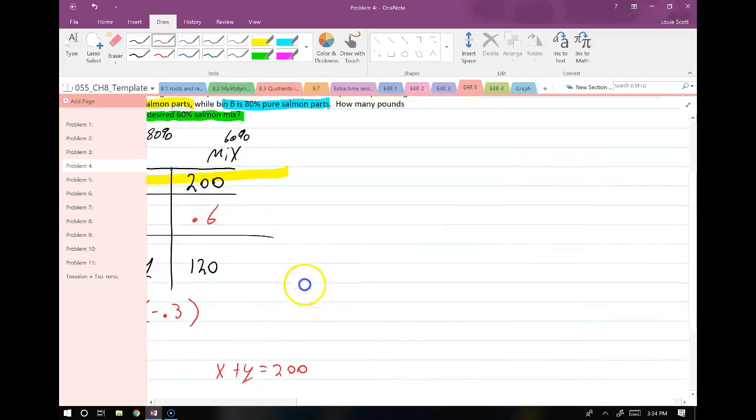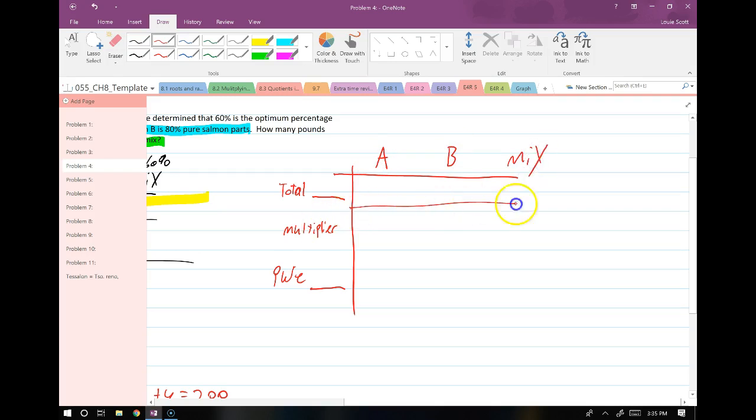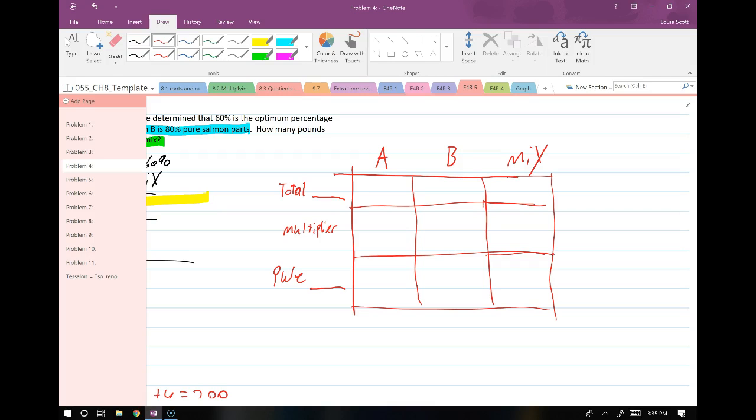I'll give you an example of that right now. So if you want an example of what to put on your note card, if you want the template, so on top you will put total something. Total in the middle, multiplier, and on the bottom, pure something. I'll just put a little blank right here. Total something and pure something. Across the top, we can put A, we can put B, and we can put mix. And so when you come to your mixture problem, if you can manage to fill this table out, you just sum across the first row, sum across the bottom row, and then you have your two equations.